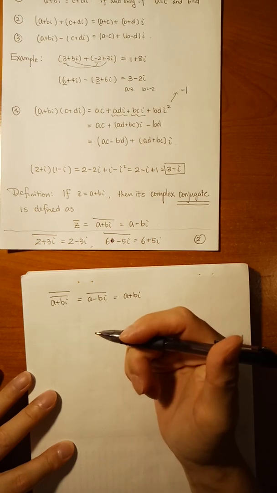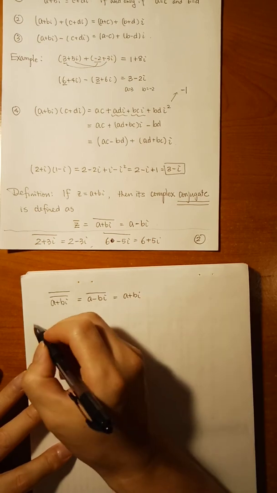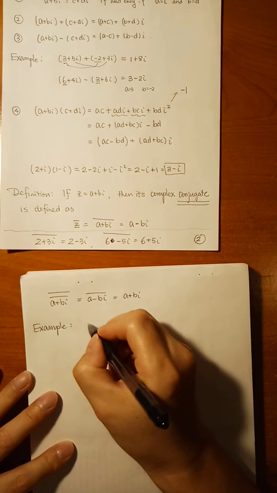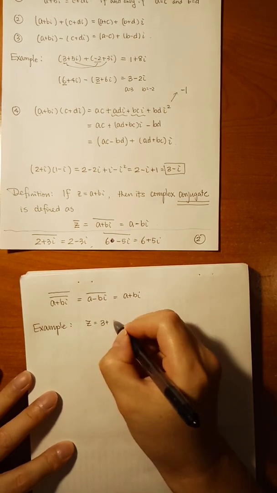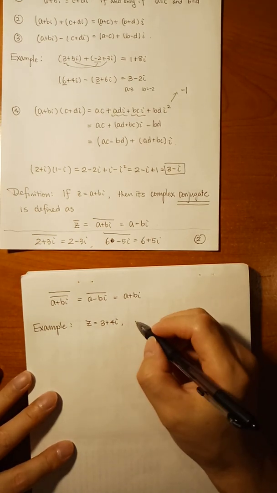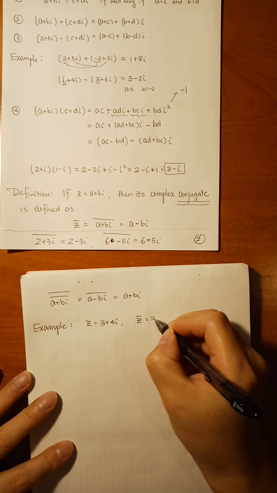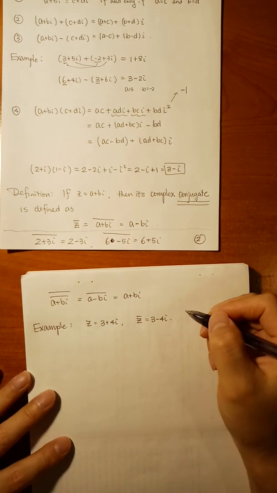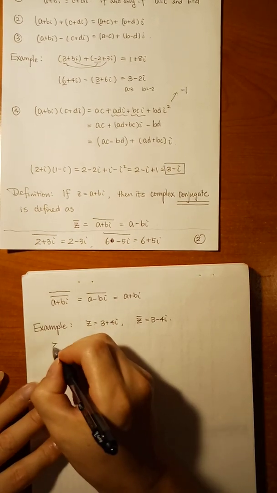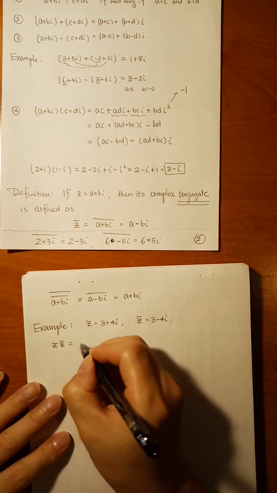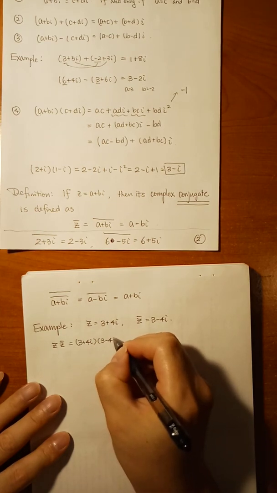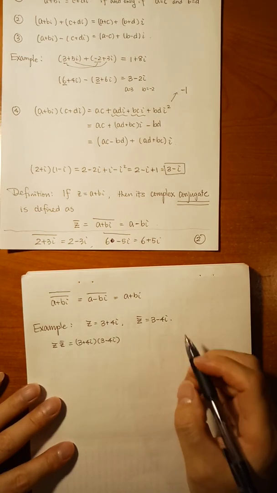With the complex conjugate, what is the advantage? Let's see, for example, why do we introduce this complex conjugate? Assume we have z equal to 3 plus 4i. Then z bar is 3 minus 4i. And then let's see the product, z times z bar: 3 plus 4i times 3 minus 4i.